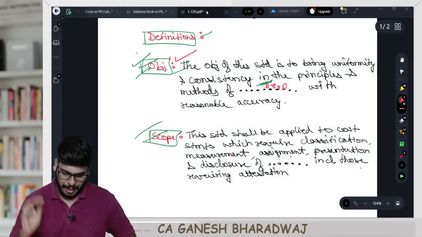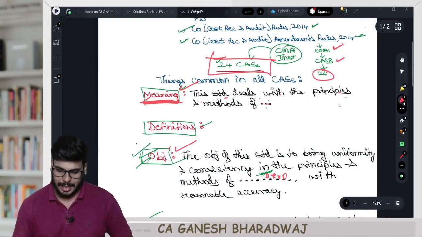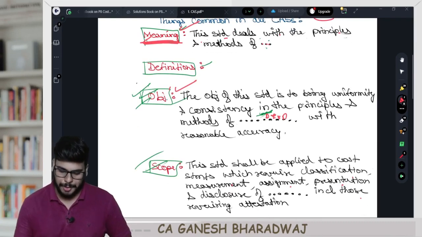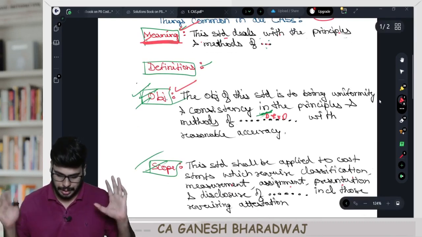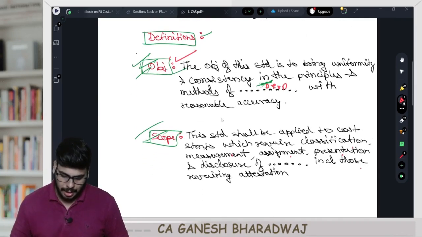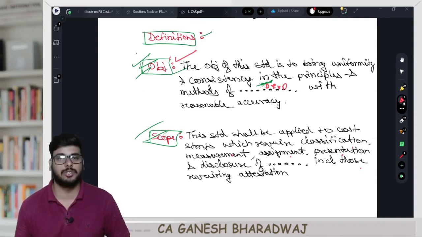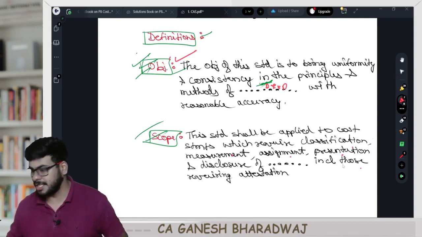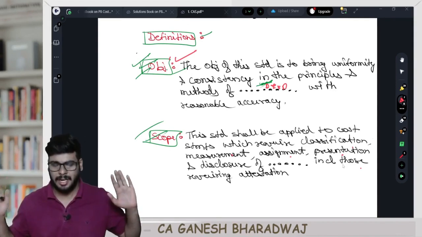Come here and write down first, meaning. This standard deals with the principles and methods of, write the title, direct expense. Objective: the objective of this standard is to bring uniformity and consistency in the principles and methods of direct expense with reasonable accuracy. Then scope: this standard shall be applied to cost statements which require classification, measurement, assignment, presentation, and disclosure of, write the title, direct expense, including those requiring attestation. As simple as that. Clear with this, guys?